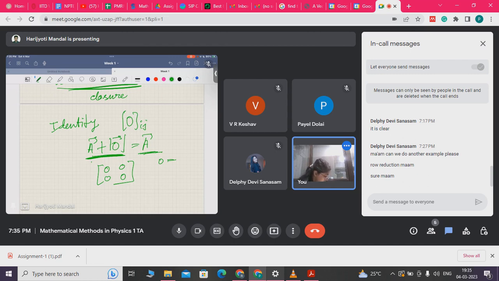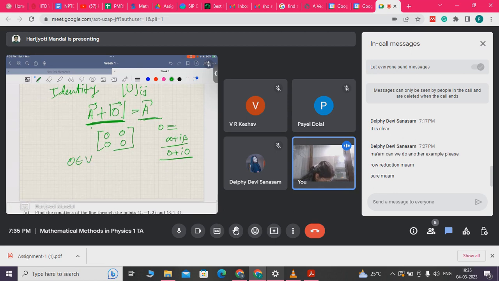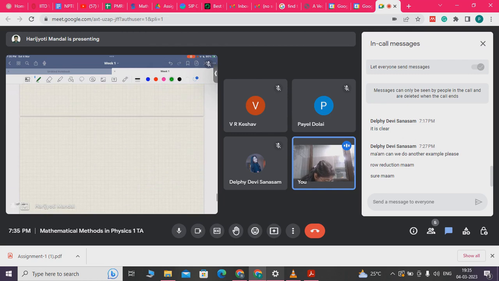0 can enter any group, and any group in the scalar field also. Here we have mentioned that it is a scalar field, so it is the real number 0. The complex number is written as 0 plus i0, which is also a complex number. So 0 belongs to V1.